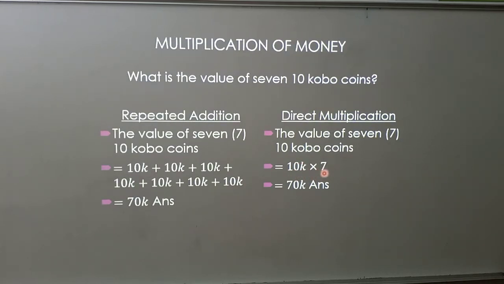And 10 times 7: 10 times 1 is 10, 10 times 2 is 20, 10 times 3 is 30, 10 times 4 is 40, 10 times 5 is 50, 10 times 6 is 60, and 10 times 7 is 70. So 10 kobo times 7 will give you 70 kobo. As you can see, we got the same answer when using direct multiplication as we got when using repeated addition.